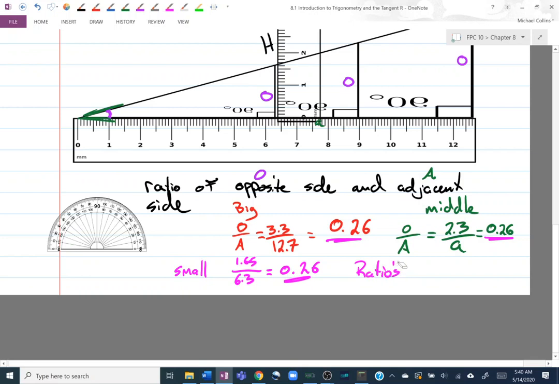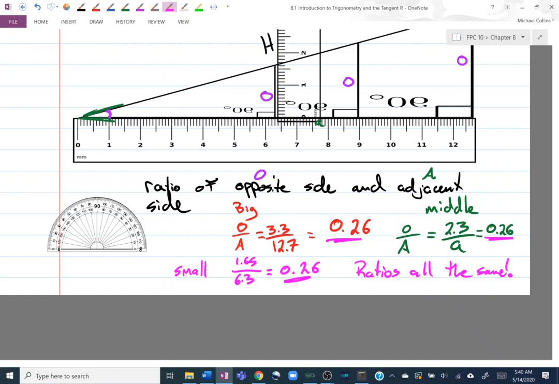Oh, I don't need an apostrophe there. Are all the same. And that's true of any triangle with that same angle. So what I could do is, since that ratio is related to the angle, a calculator has the ability to look up the ratio and tell me what the angle is.